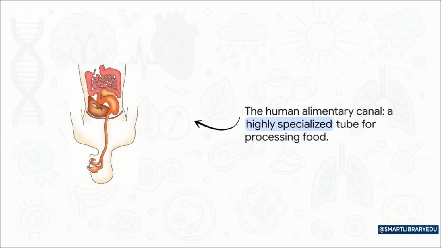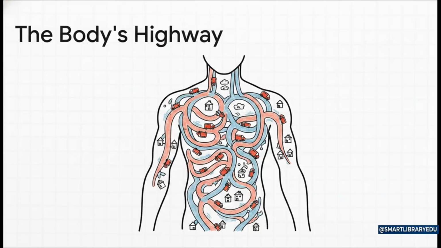And our bodies are full of these incredible specialized systems. Just take a look at the digestive tract here. It's not just some simple tube. It's a highly sophisticated processing plant with all these different sections designed for very specific stages of digestion. And then, to deliver all those nutrients and that oxygen, you need a highway system.